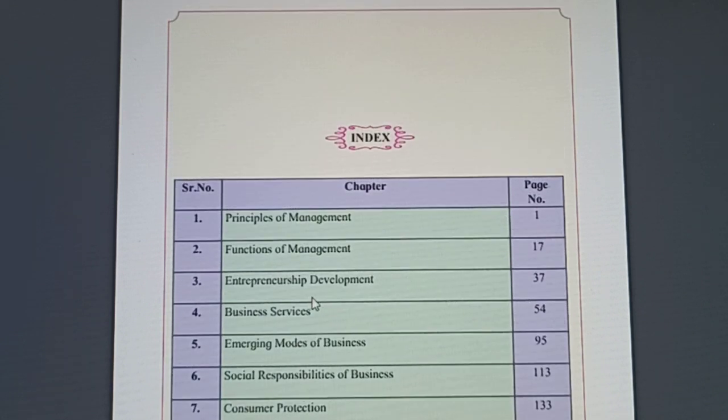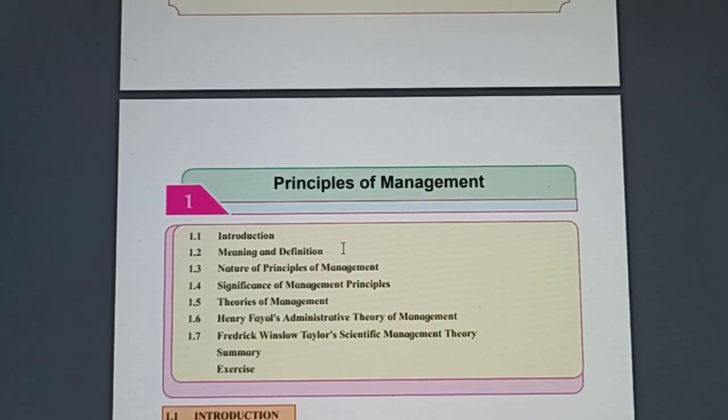5, 6, 7, 8. The first chapter we are going to study is Principles of Management. This chapter, usually last year it was the 6th or 7th chapter, but here they have put it in the first chapter number 1. So let us see what we are going to study in Principles of Management.